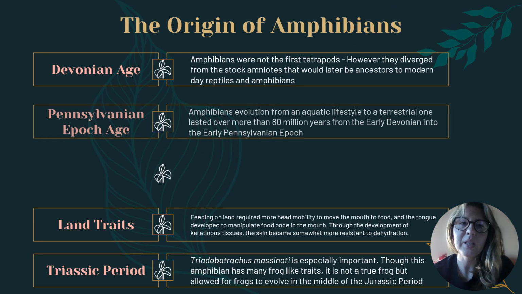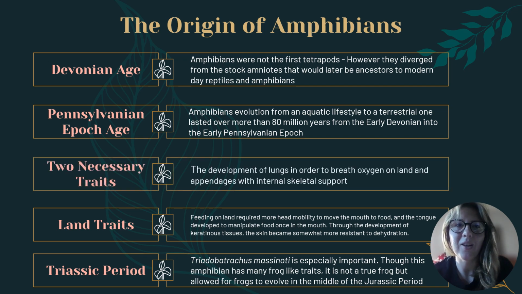Now that we have discussed the study, I want to go ahead and talk about the origin of amphibians. As briefly mentioned at the beginning of today's presentation, they did go ahead and start coming about during the Devonian age, and amphibians were not the first tetrapods. The first tetrapods were actually known to be fully aquatic animals. However, they did diverge from the stem amniotes, which would later be ancestors to modern-day reptiles and amphibians.